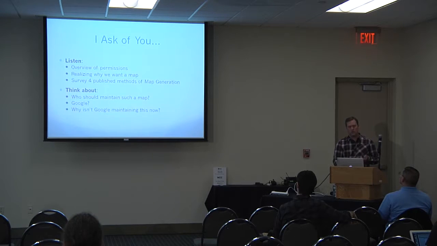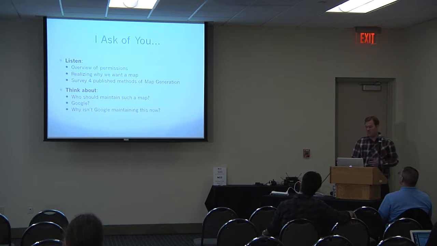So I ask you to listen to an overview of permissions and my arguments for why a map would be a good thing to have, and a survey of 4 published automated map generation methods. You should think about who might want to maintain such a map. It is my argument that Google should. But why aren't they doing that now? And if not Google, who? So I ask you to just think about that.